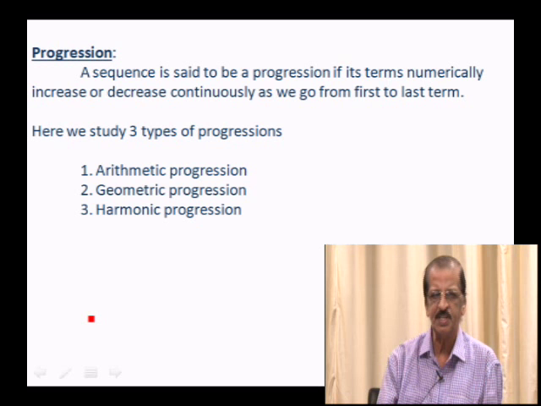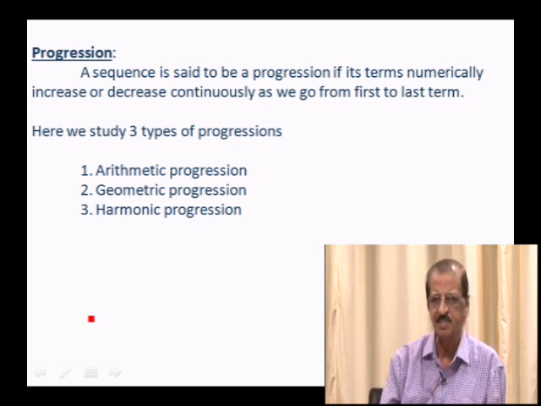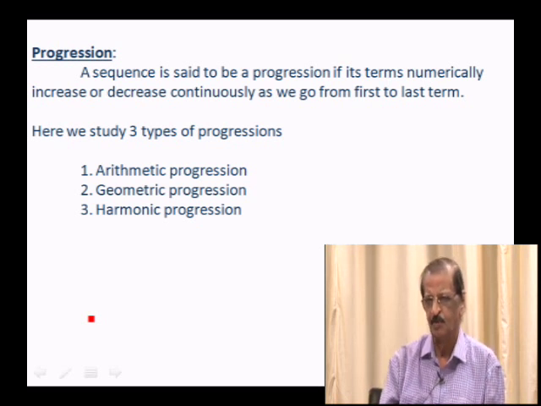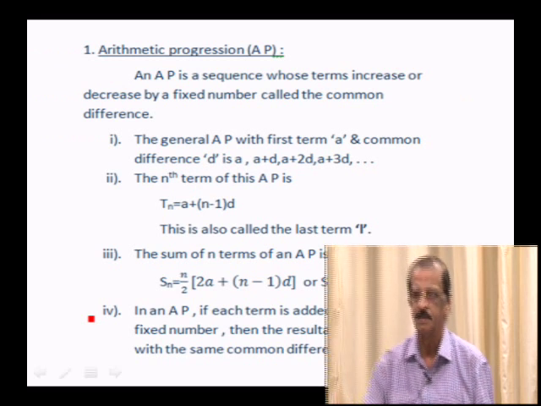Progression. Students, you have learned about progressions in your high school also. So we are just going to discuss once again, in detail, the three progressions here. A sequence is said to be a progression if its terms numerically increase or decrease continuously as we go from first to last term. Here we study three types of progressions: arithmetic progression, geometric progression, harmonic progression.